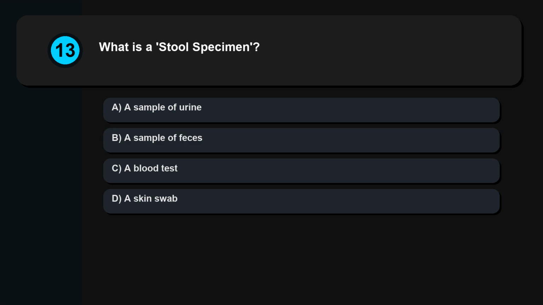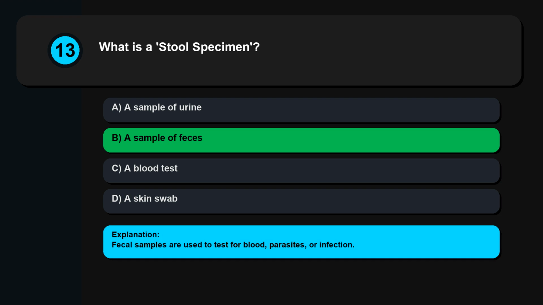Question 13. What is a stool specimen? A sample of urine, a sample of feces, a blood test, a skin swab. Fecal samples are used to test for blood, parasites, or infection.